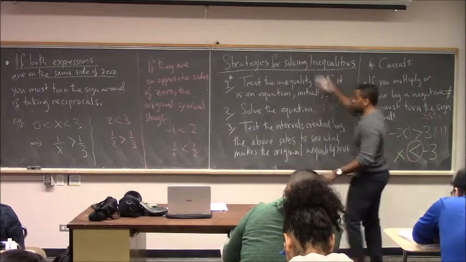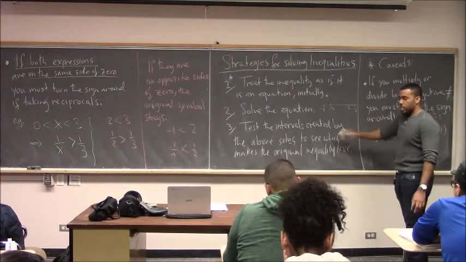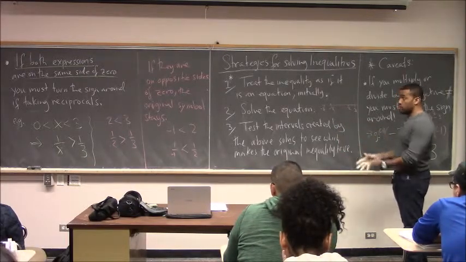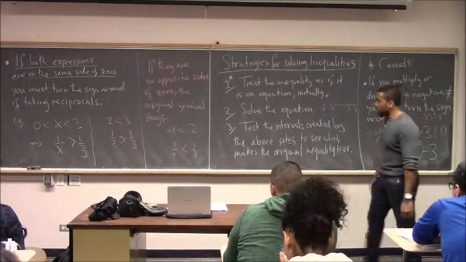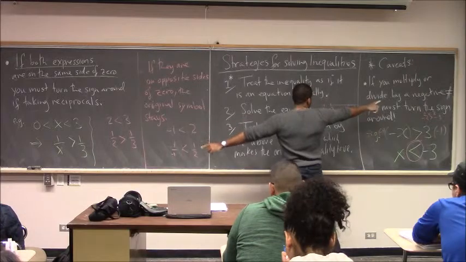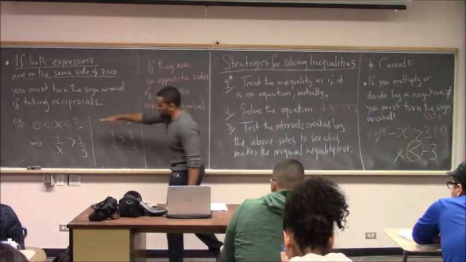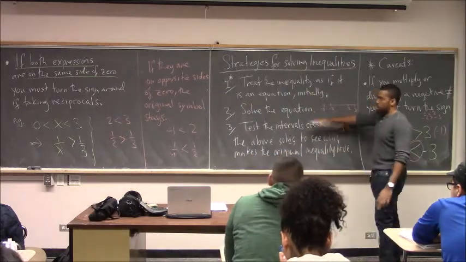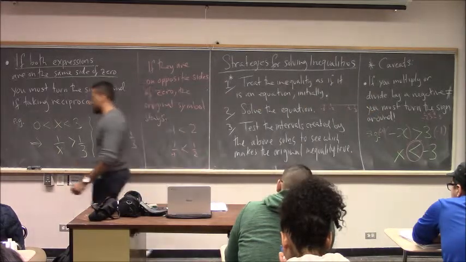So essentially, this is the strategy. We're going to treat it as an equation, solve for the x values, but we have this extra step of testing which values work, and the answer usually comes in intervals. You'll have a lot of x values that will solve it. The caveats are, multiplying by or dividing by a negative must turn the sign around. Taking reciprocals, provided both are on the same side of 0, you must turn the sign around. Other than that, you treat it as an equation up until this step, and for the third step, you do the test.